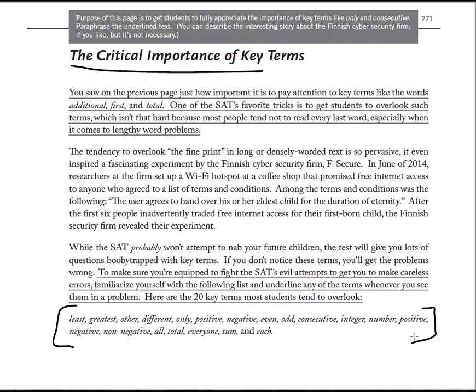Least, greatest, other, different, only, positive, negative, even, odd, consecutive, integer, number, positive, negative, non-negative, all, total, everyone, some, and each. By the way, some of you may notice, I'm talking to you guys who are gurus, not students, that we accidentally repeated positive, negative. Obviously, that's a typo. No need to point that out unless students notice it. If they notice it, you can simply say that's a typo. We thought it was so important that we actually repeated it twice, or something to that effect, okay?